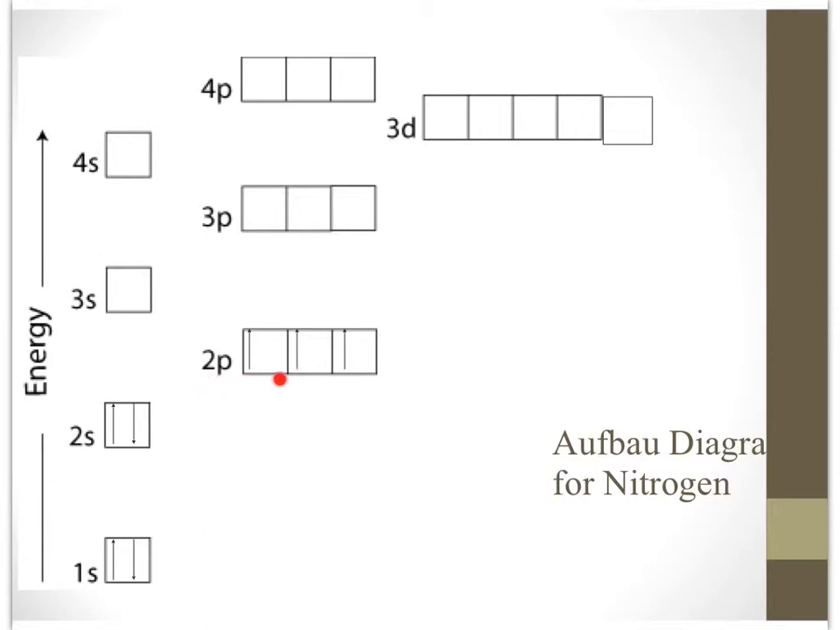So the next set of orbitals is the 2p. So you can see our 3 boxes there. Following the bus rule, or Hund's rule, instead of all cramming together, the electrons spread out. So you have 1 in each box of the 2p. And then that's all 7 of your electrons for nitrogen.